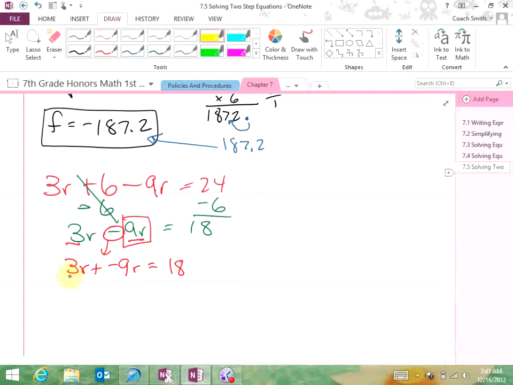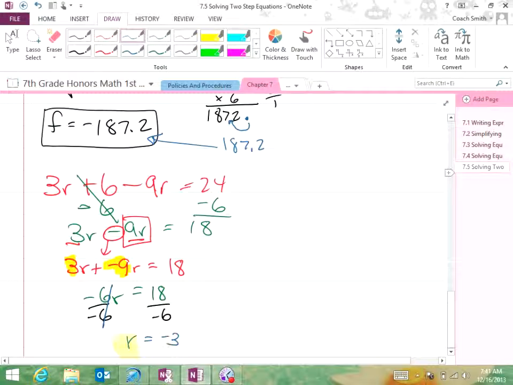Now, I can do this. What is 3 plus negative 9? Negative 6. Negative 6r equals 18. Now, you divide by negative 6, divide by negative 6. The r's cancel out. The 6s cancel out, leaving me with negative 3.